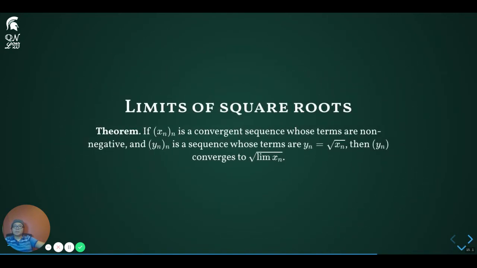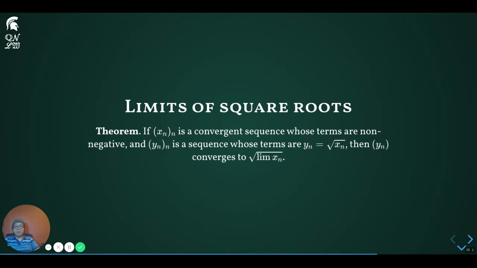The next theorem concerns the arithmetic operation of taking square roots. Suppose that x sub n is a sequence all of whose terms are non-negative. Let y sub n be the sequence whose terms are the square root of the corresponding terms of x sub n. This is why we assume that x sub n has non-negative terms. This allows us to take square roots without worries. Then, if x sub n converges, y sub n converges to the square root of the limit of x.